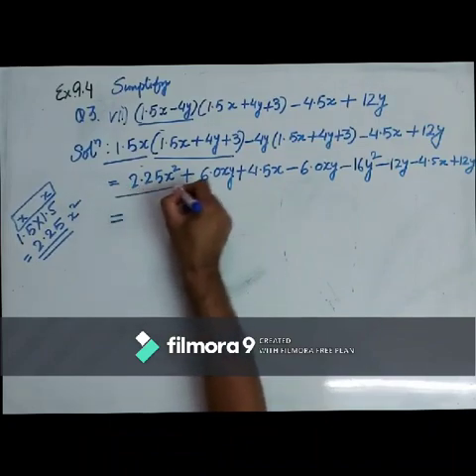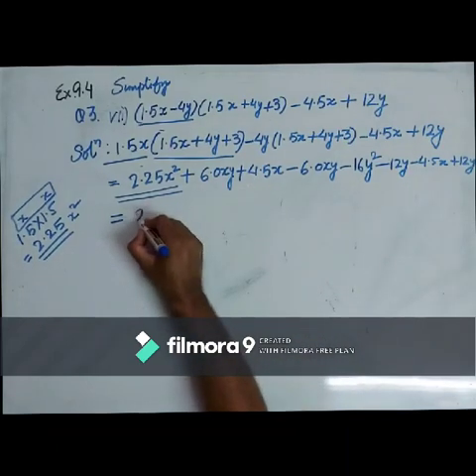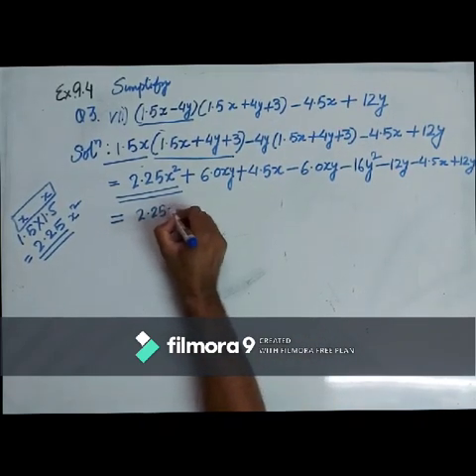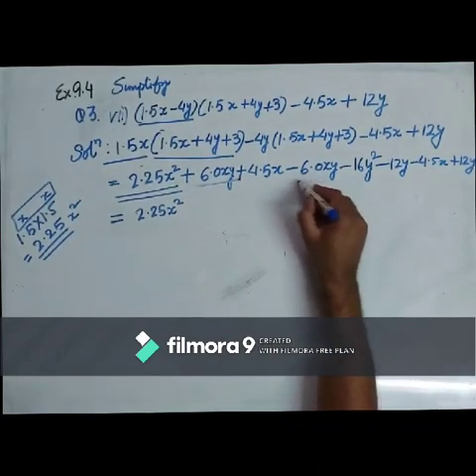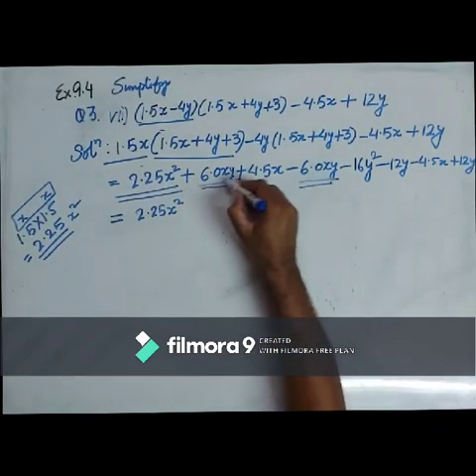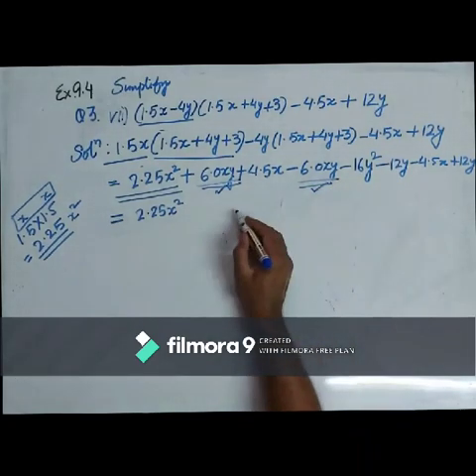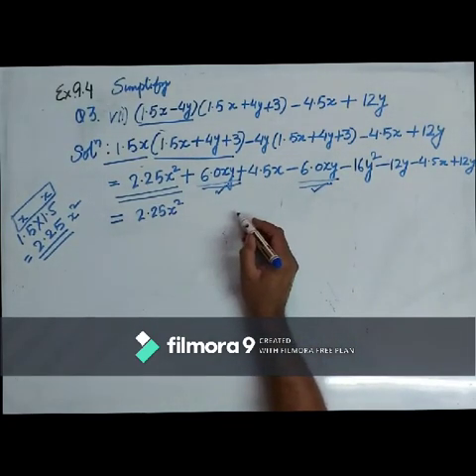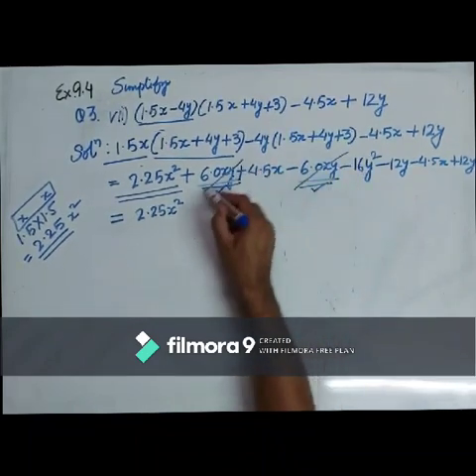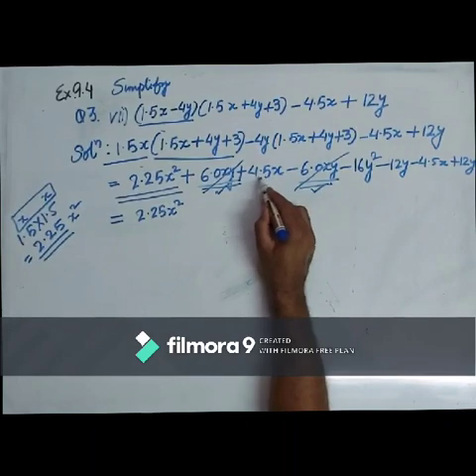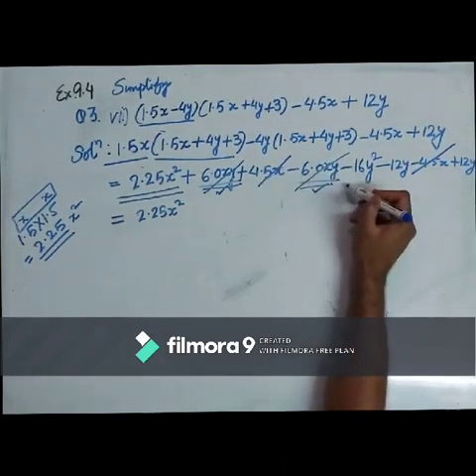find out the like terms. For x square variable, is there another x square variable? No one. So this is 2.25x square. For xy, find out another xy. We have xy here and xy here, so only xy with the two terms, 6.0 and 6.0 with negative sign, both will cut each other. 4.5x and negative of 4.5x will cut each other again.